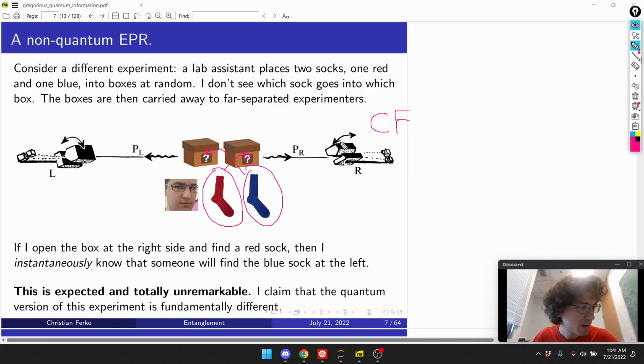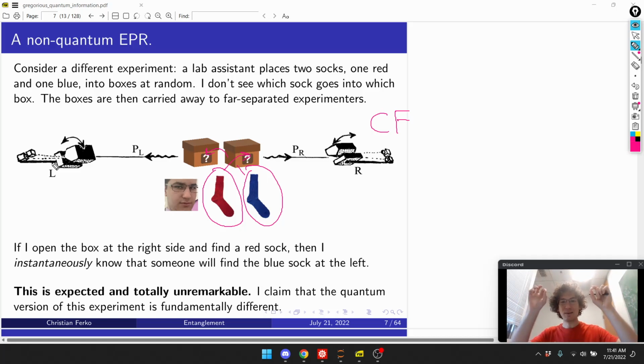Now, when the box arrives at my detector and I open the box, I see there's a red sock inside. Now, I could say all of the words I said on the previous slide. Oh my, information has instantaneously been transmitted to me. I know immediately that someone sitting at the other detector will find a blue sock. Is this not a violation of locality? This seems very strange.